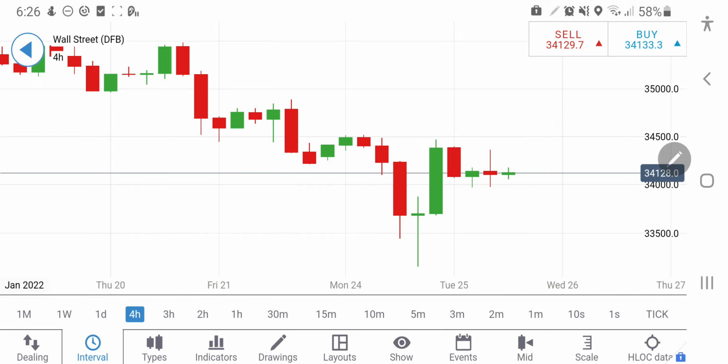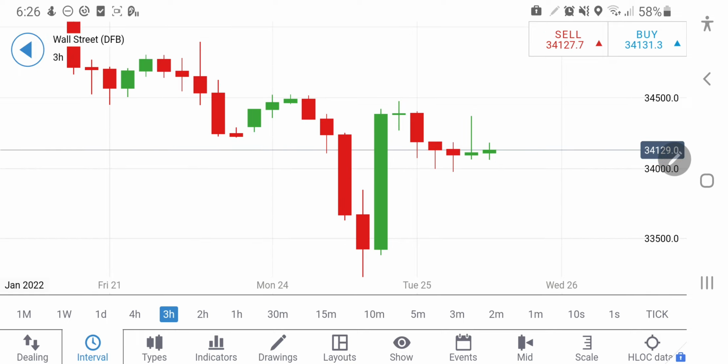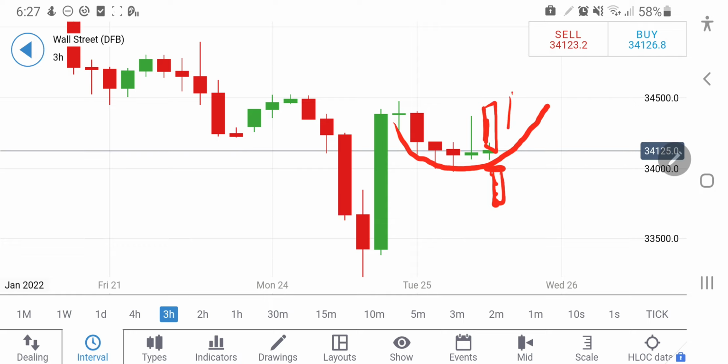But this is just on a 4-hour chart. Let's have a look at the 3-hour charts. On the 3-hour chart, it is trying to show you a reversal, and any break below 33,950 should only be considered as a bearish move, else it might try to reverse from here and can give you a strong bullish candle.